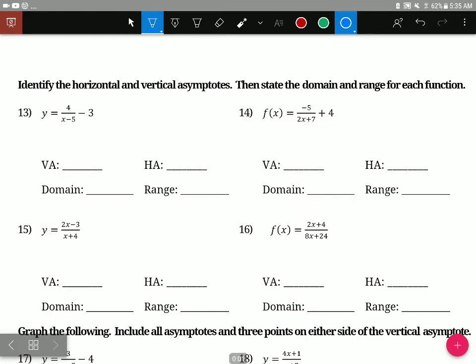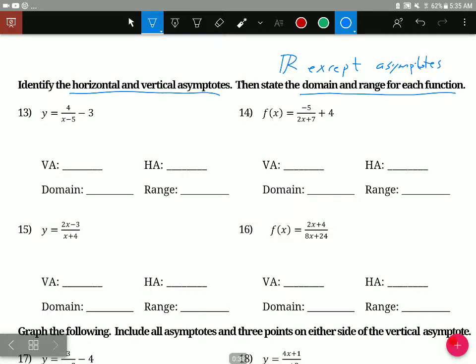Alright, here we go. It says identify the horizontal and vertical asymptotes. So there's that, my HA, my VA. Then state the domain and range for each function. Alright, so here's the deal. Your domain and range, if you recall, is all real numbers. It's everything except the asymptotes, because that asymptote is the one place that the graph will not be. It'll be anywhere but that fence.